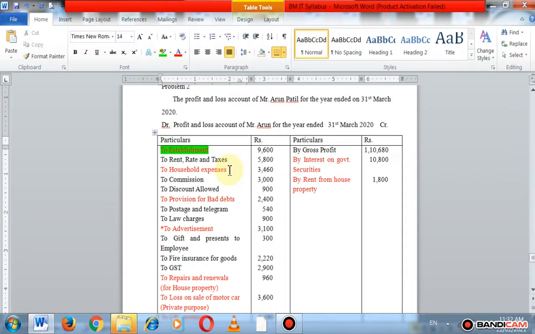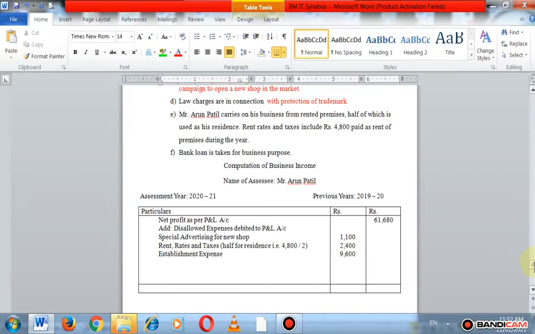To household expenses. Okay, so household expenses are a personal expenditure of the SEC. So personal expenditure is all disallowed, that is 3460. So here 3460.